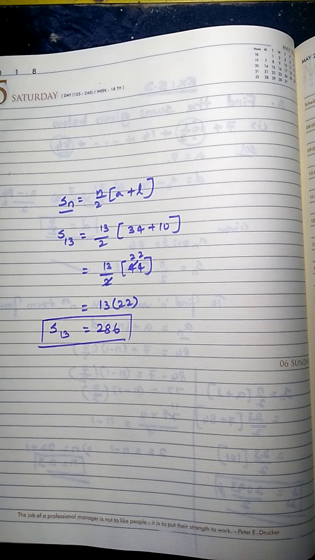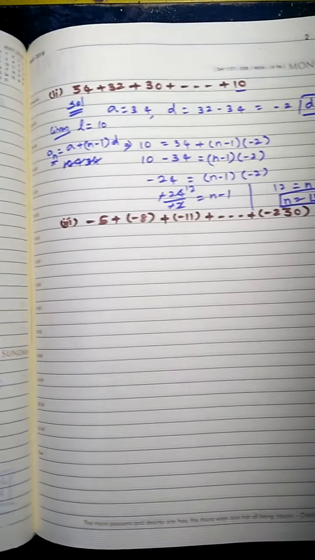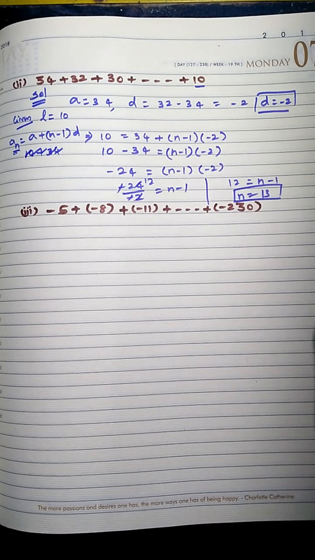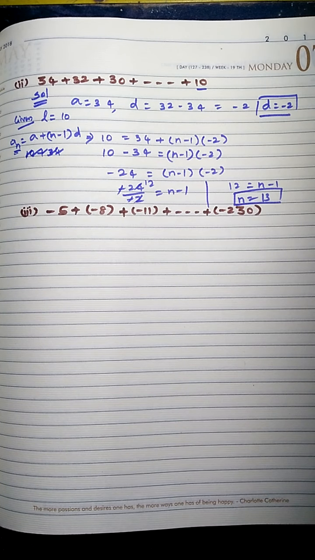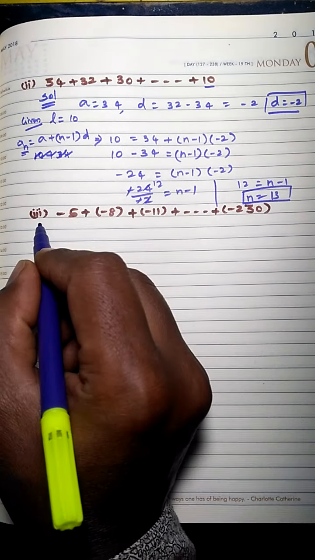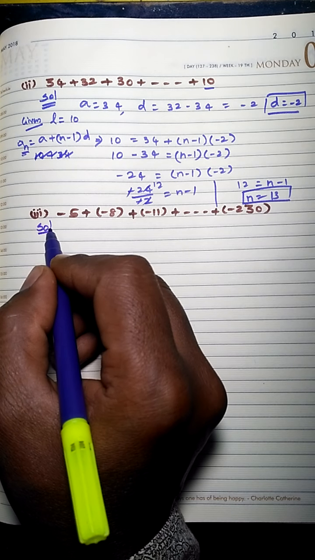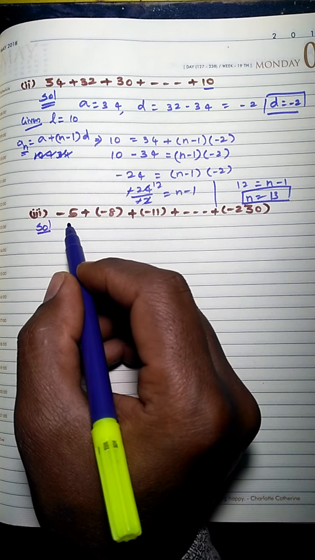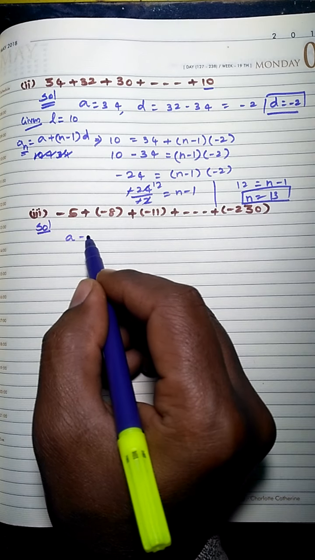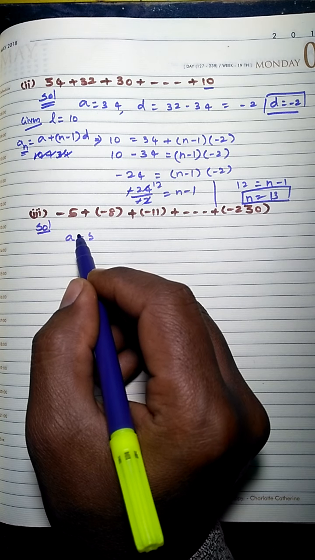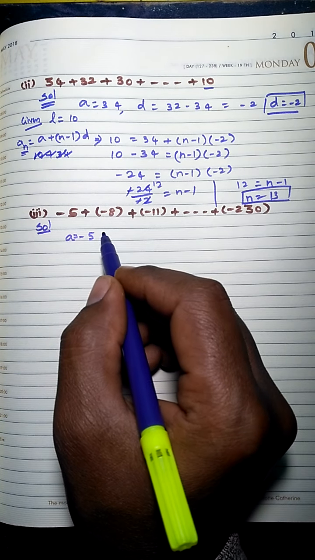Hope that you understand. Let's solve the last option. Here I didn't leave space, so that is why I did it there. Now let's take the third one. Here we have minus 5 as the first term. So a is equal to minus 5.